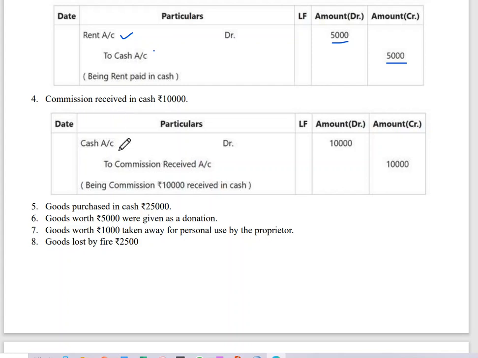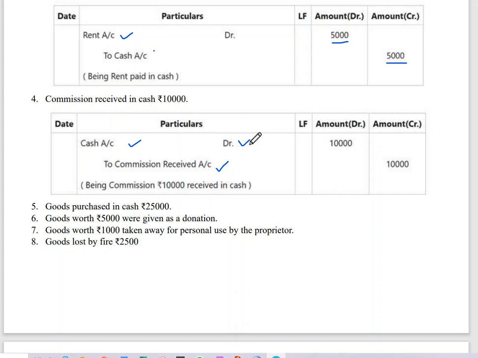So when revenue or income is received, if it is increasing in a business, that should be credited. If it is decreasing in a business, that should be debited. So here when we are receiving the money, it is increasing in the business, so that should be credited. Cash in the business is increasing as we received that money, so cash is an asset. When an asset is increasing, that should be debited.